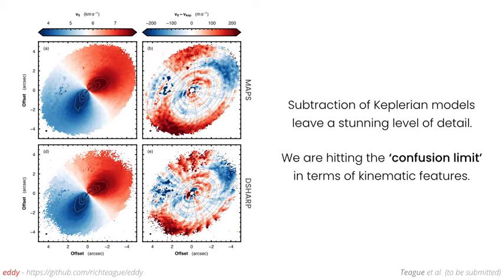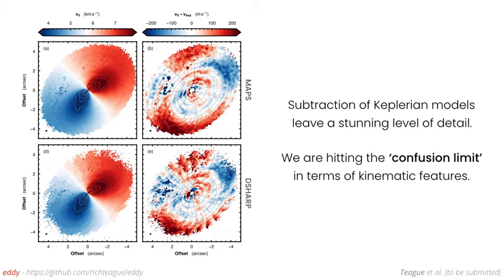To this, we can fit a Keplerian model. So this is assuming that the gas is in purely Keplerian rotation. And we can subtract this background model to leave some residuals and see how the gas is moving relative to that expected Keplerian rotation. The difference between the two rows are different data sets.